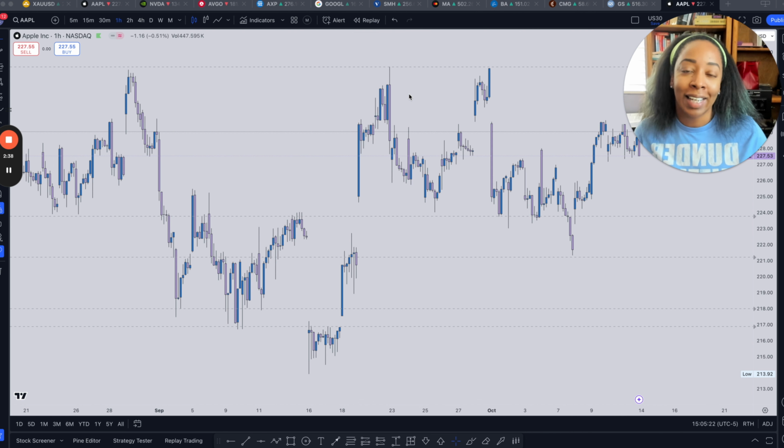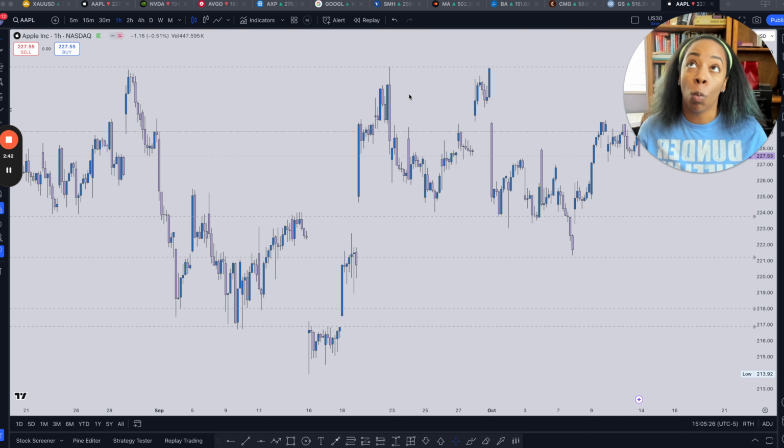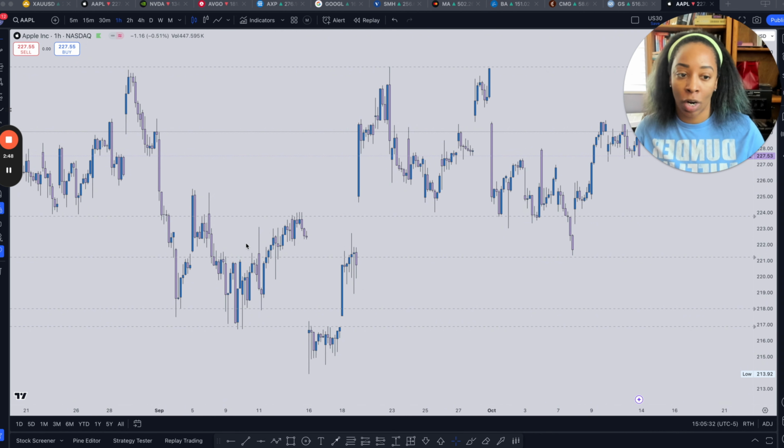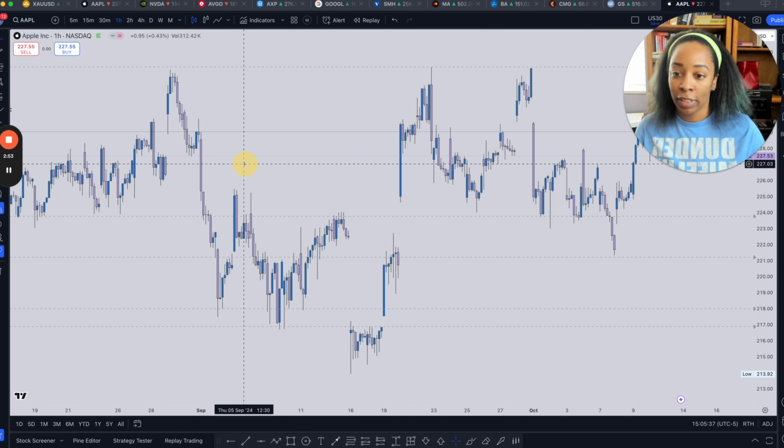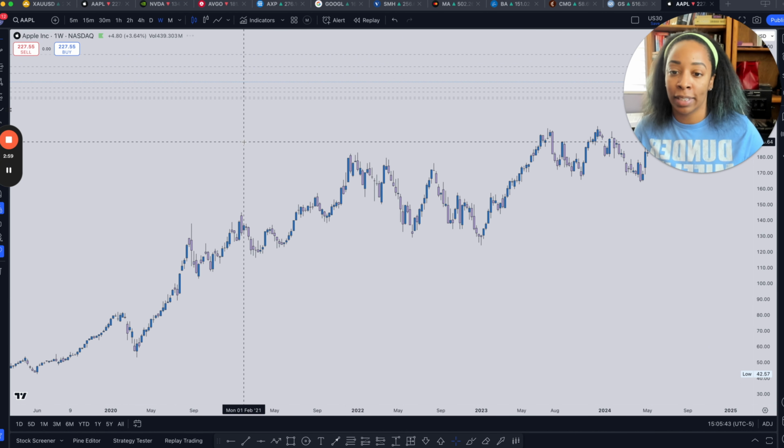So now that we have a sense of what support and resistance is, there is one main way that I find support and resistance on any given chart. Let's take this chart right here as an example. This is an Apple chart, one of my favorite companies in the world. Let's go to the weekly time frame.